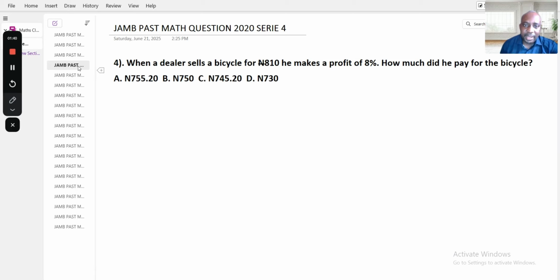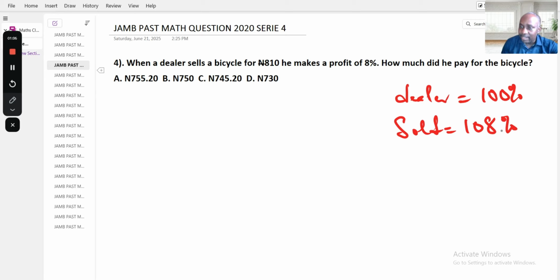When a dealer sells a bicycle for 810, he makes a profit of 8%. How much did he pay for the bicycle? The question is asking us how much the dealer bought the bicycle for before he sold it at 810. It means that when the dealer bought it, it was at 100 percentage, isn't it? He bought it at the original amount, 100 percentage. And when he sold it, it was 108 percentage, because he added 8% margin on the amount that he bought the bicycle.